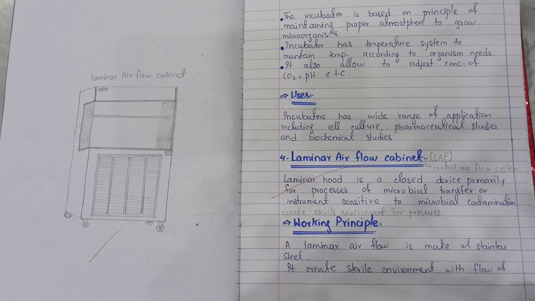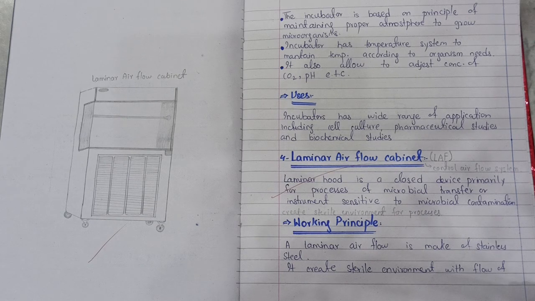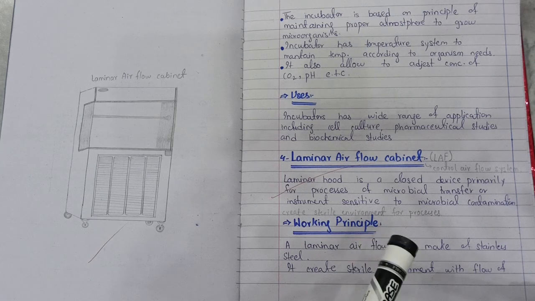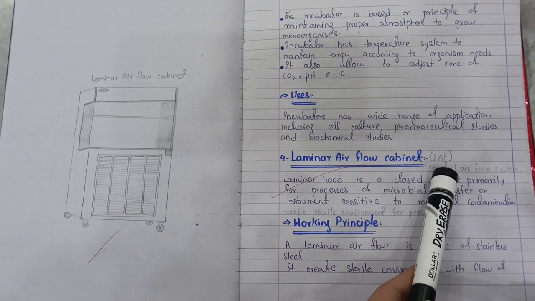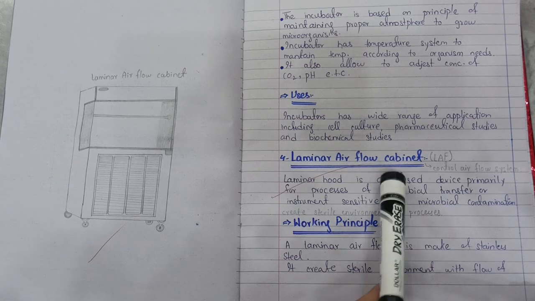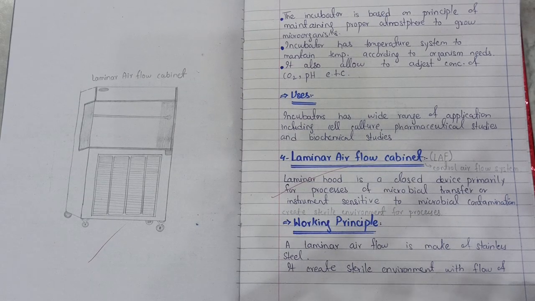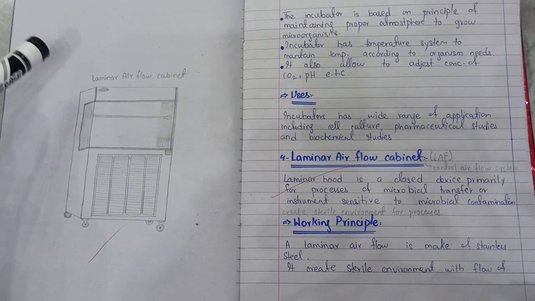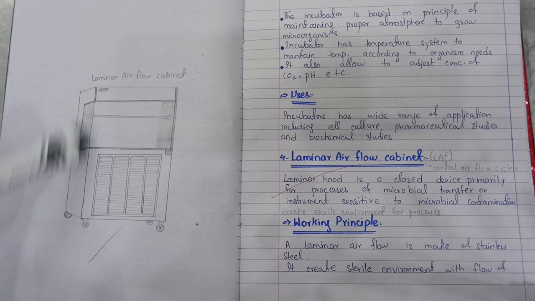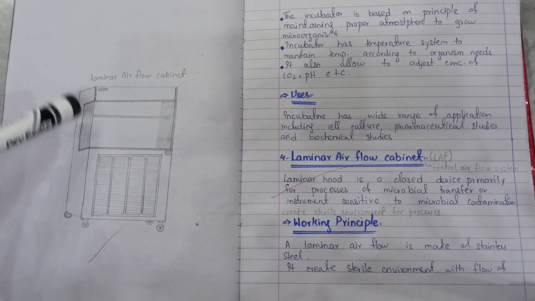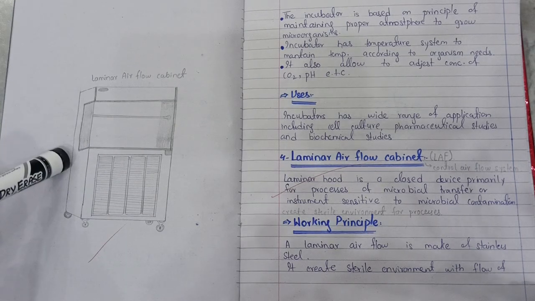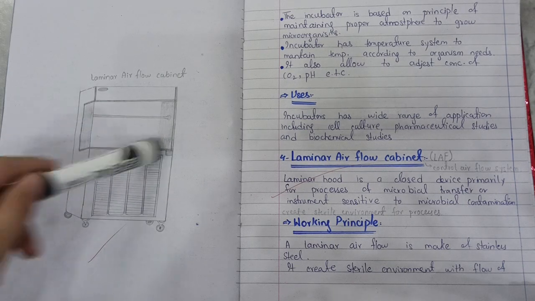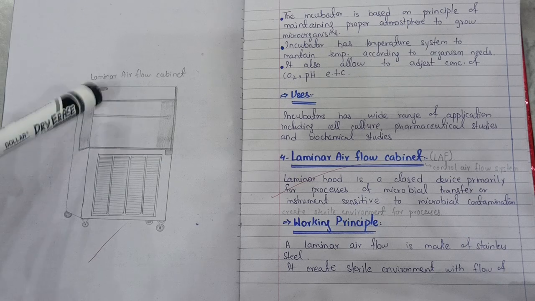So the next instrument being used in the microbiology lab is called the Laminar Air Flow cabinet, shortly explained as LAF. Okay, LAF, laminar air flow cabinet. So here is the diagram of the laminar airflow. You can clearly see it. This diagram is very difficult to draw, but if you can draw it, then definitely you should add this diagram into your practical copy. Here you can see it consists of a chamber.